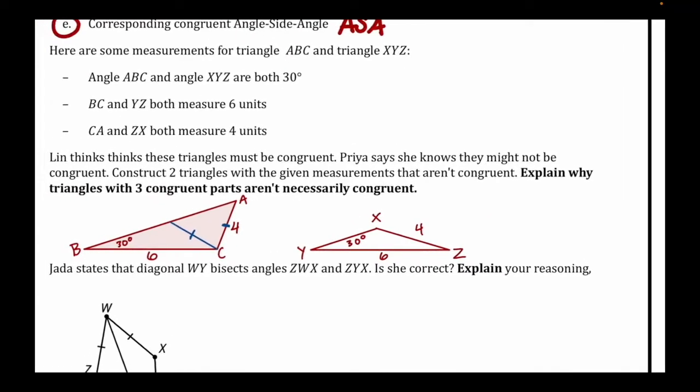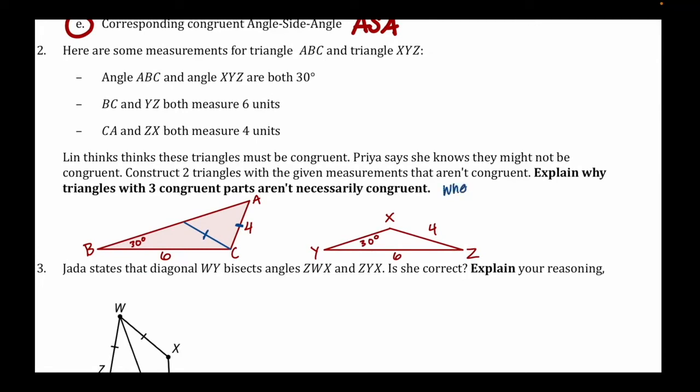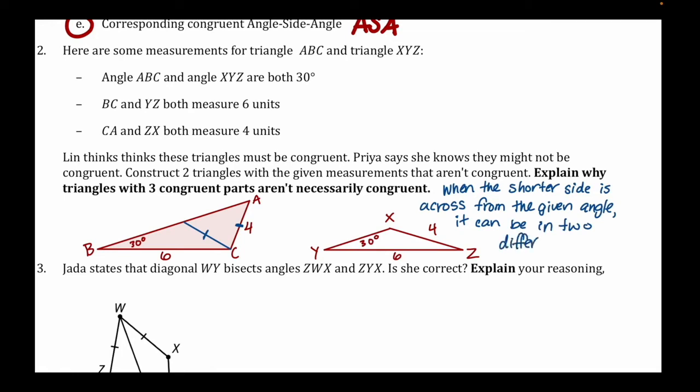So when the shorter side is across from the given angle, it can be in two different positions. And that's my explanation for that one.